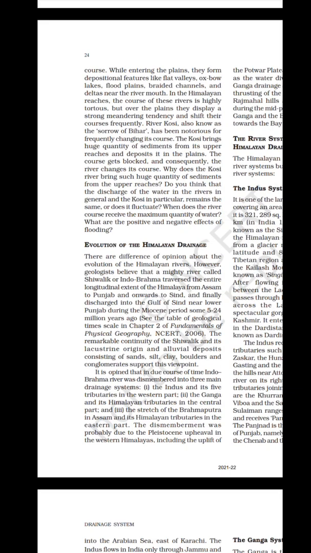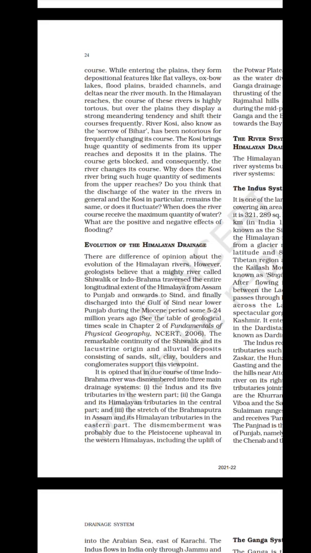In the Himalayan regions, the course of these rivers is highly tortuous, but over the plains, they display a strong meandering tendency and shift their courses frequently. River Kosi, also known as the Sorrow of Bihar, has been notorious for frequently changing its course. The Kosi brings huge quantities of sediments from its upper reaches and deposits them in the plains. The course gets blocked and consequently the river changes its course.